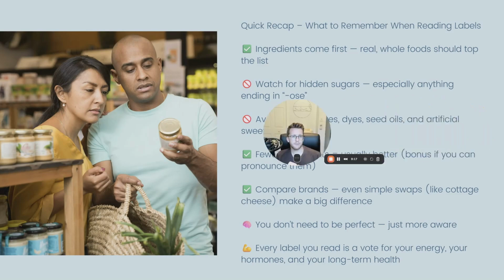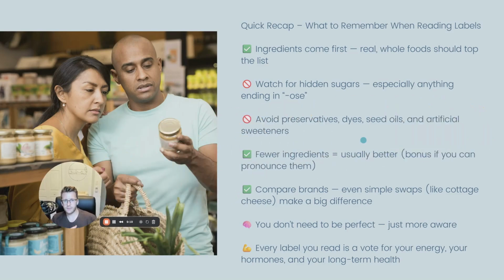So here's a recap. What to remember. Ingredients come first. Real whole foods should be at the top of the list. You shouldn't have sugar and oils and all that crap. Watch out for the hidden sugars. It's not just sugar. It could be fructose corn syrup. It could be all these other different things, right? So look out for the hidden ways they hide sugar. Avoid preservatives, dyes, seed oils, artificial flavors. Fewer ingredients is usually better, right? Bonus if you can pronounce them.